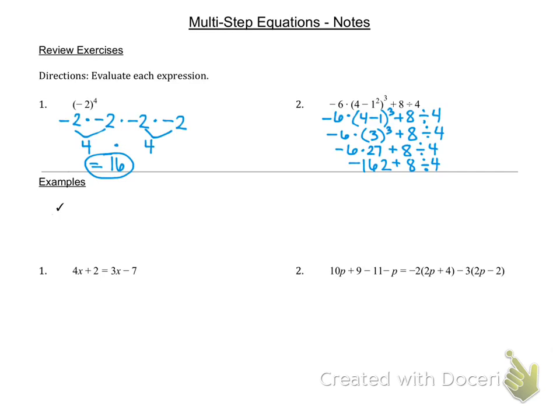Next we're going to do division. 8 divided by 4 is 2. So we have -162 plus 2. And -162 plus 2 is going to be equal to -160.